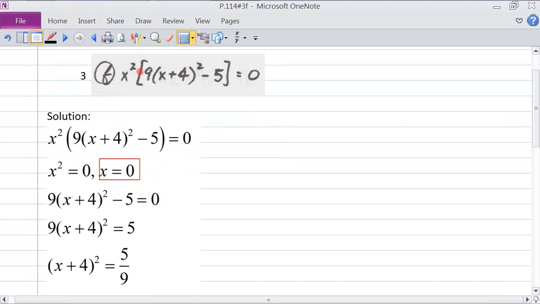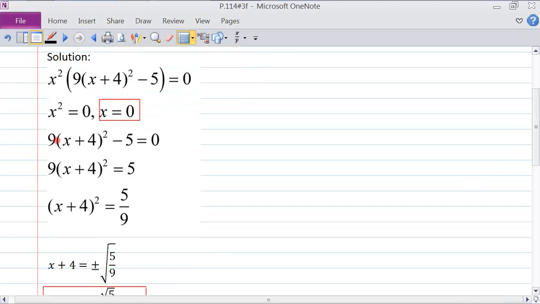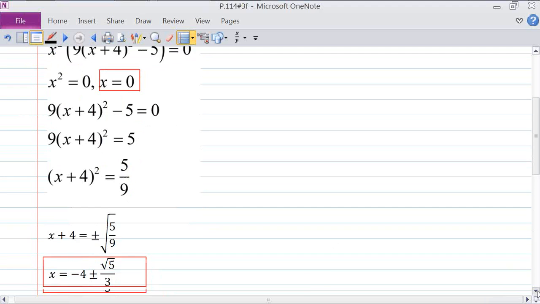The other possibility is that this whole term is equal to 0, so what is contained within the square brackets is equal to 0. If that's the case, we transpose the minus 5 from the left to the right. And now if we do that, and then we put the 9 on the denominator, we get (x plus 4) squared equals 5/9. In other words, we're dividing the left side by 9 and the right side by 9. So we just have x alone.